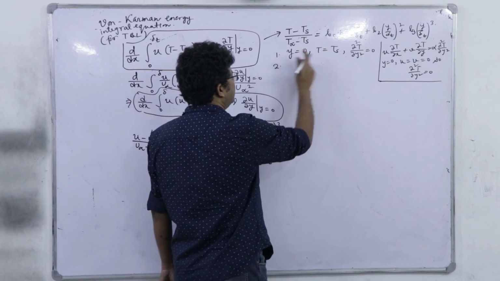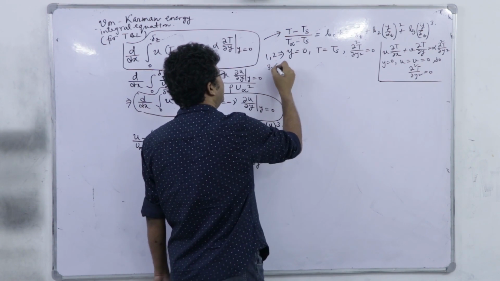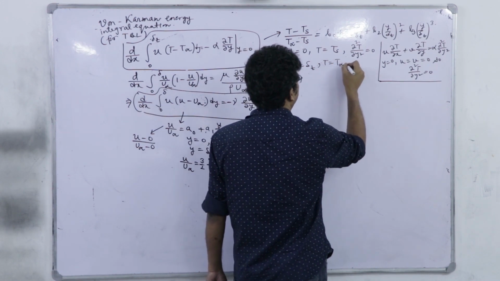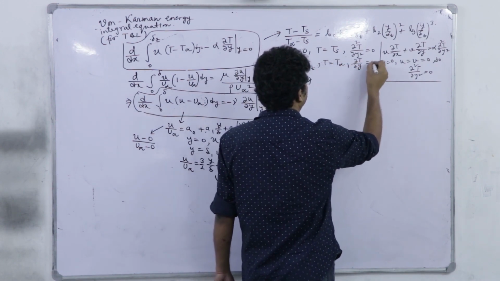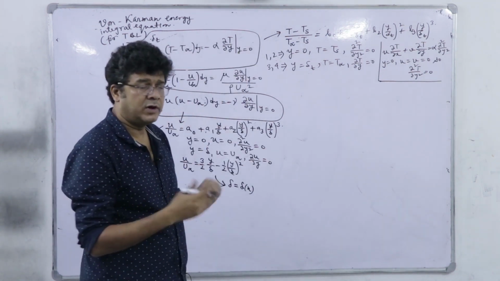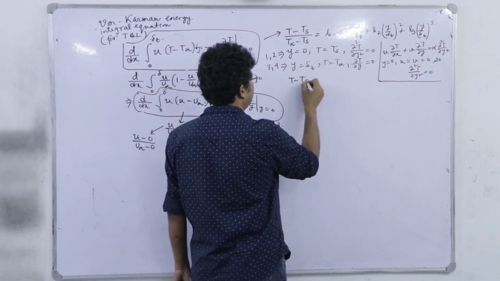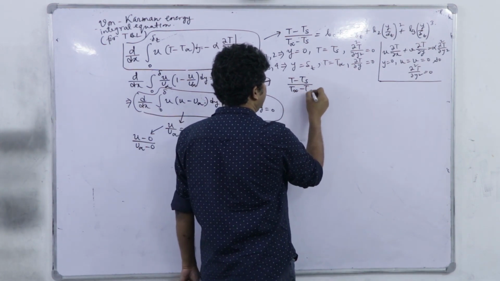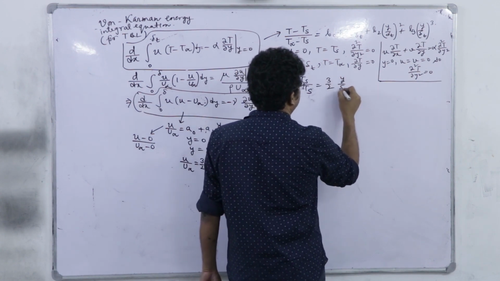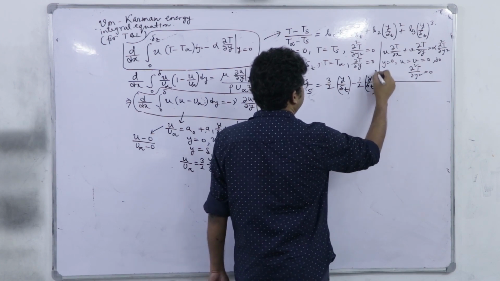Number 2, actually there are 2, 1 and 2 we can write is this, and 3 and 4 we can write that Y is equal to delta T, T is equal to T infinity and del T del Y equal to 0. So if you solve, you will get the same type of parabolic or quadratic equation, which is T minus Ts divided by T infinity minus Ts to be equal to 3 by 2 y by delta T minus half y by delta T cube, right?